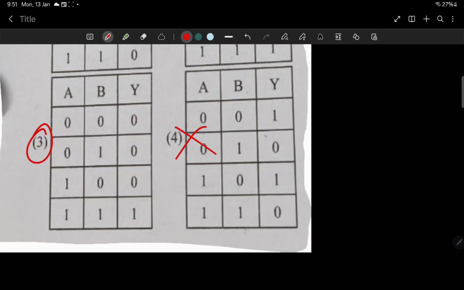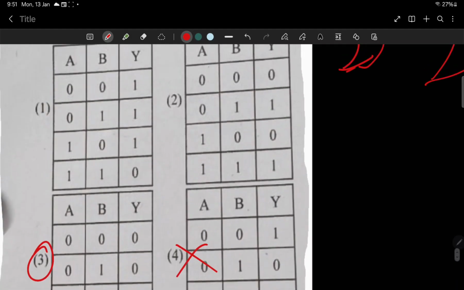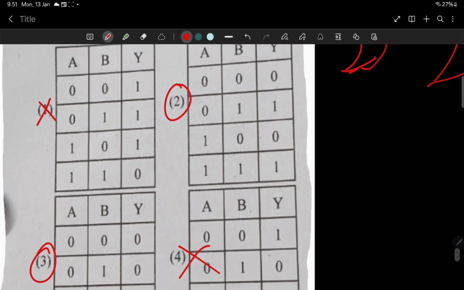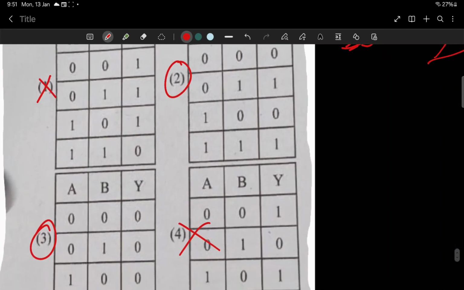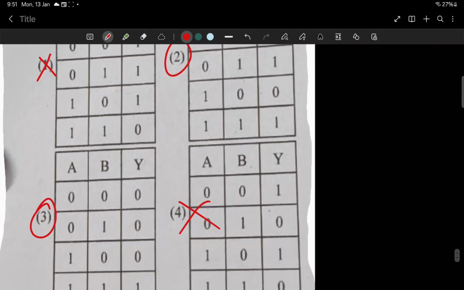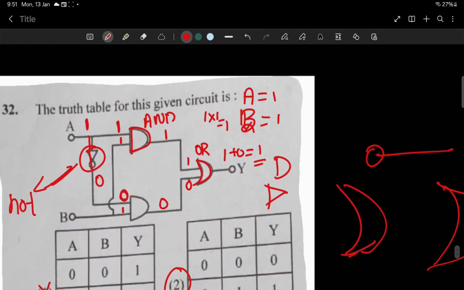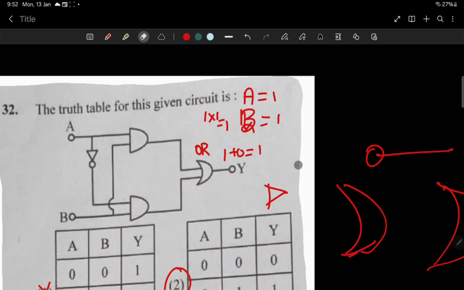1 1 0, this is wrong. Here 1 1 1 should come. This can be the answer, or this is wrong. Now let us put 0 0 0, here also 0 0 0. No need to put that. 0 1 1. So we'll put 0 and 1 accordingly.